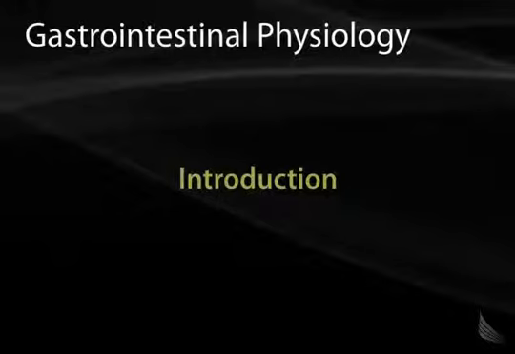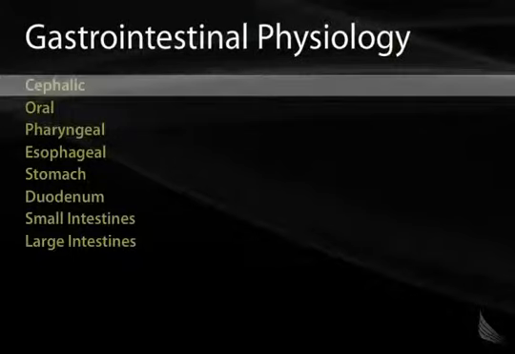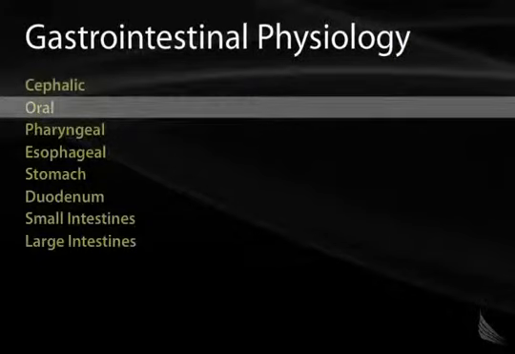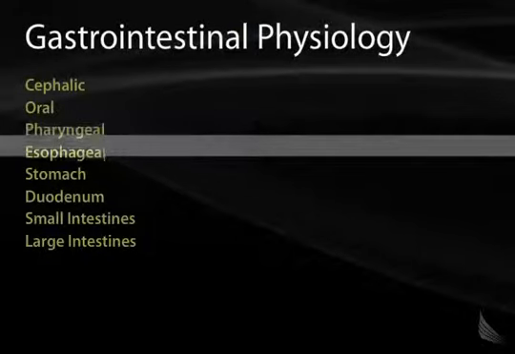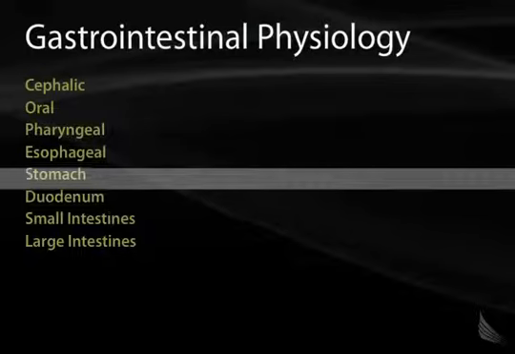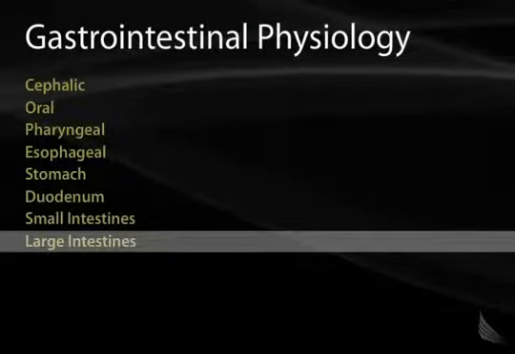We've broken this lecture up into different modules, and the first section will be a brief introduction to the GI tract and its physiology. Gastrointestinal physiology involves multiple phases as food travels through the body. This starts off with the cephalic phase, followed by the oral phase, going on to the pharyngeal phase as food is swallowed, through the esophageal phase into the stomach, and then the duodenum, small intestine, and finally the large intestine prior to the expulsion of waste products.